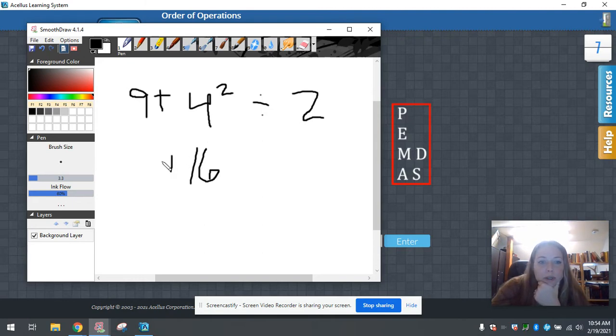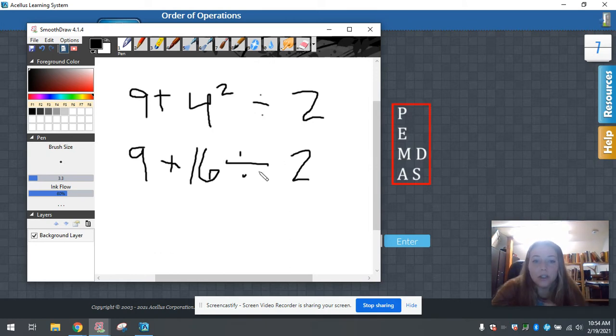After I've done that, I bring down the rest of my problem in the same order that was already written. So we want to go straight down with rewriting our problem and keep everything in a nice, neat vertical line. So now my problem looks like this: 9 plus 16 divided by 2. And I'll look back at my order of operations. Next, I do either multiplication or division based on where it arrives in the problem from reading it left to right. So I don't have any multiplication. I do have division. So I'm going to do the division portion next.